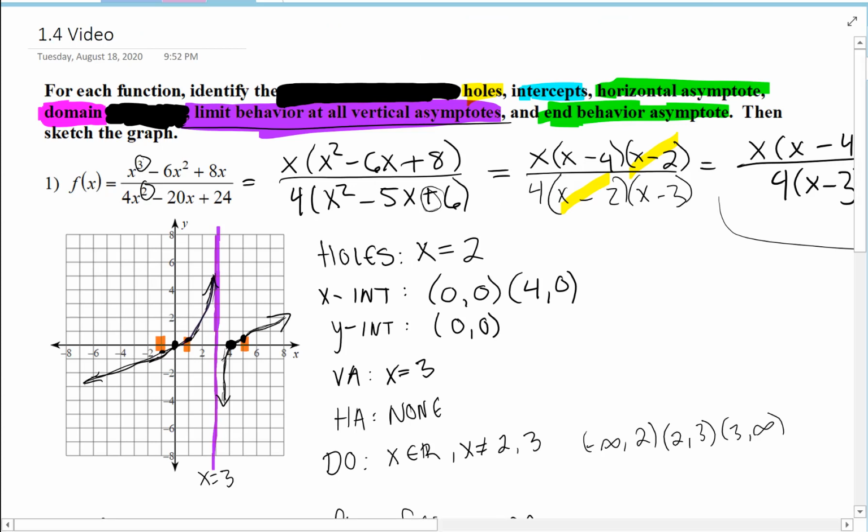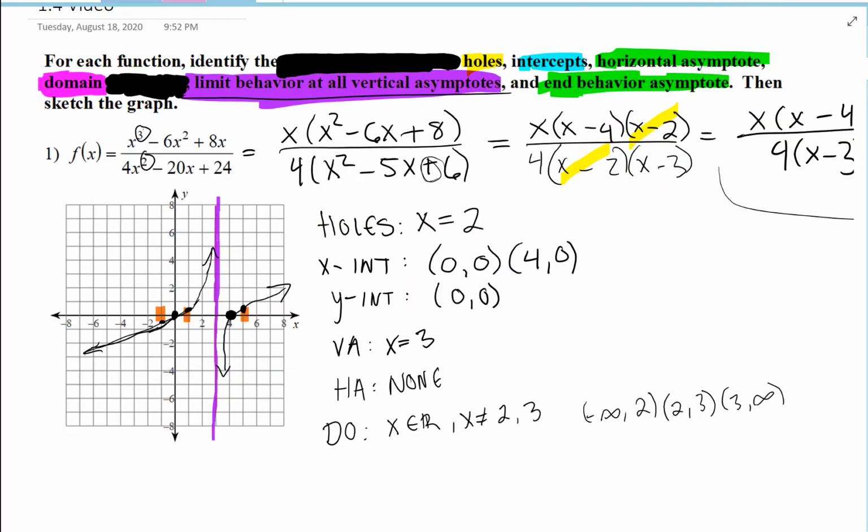Now that we know what's happening basically to the left of 2 and the right of 2, we can finally put in our hole. I usually like to do a little bit of erasing and then just put the hole in right wherever the curve shows you that that hole is.